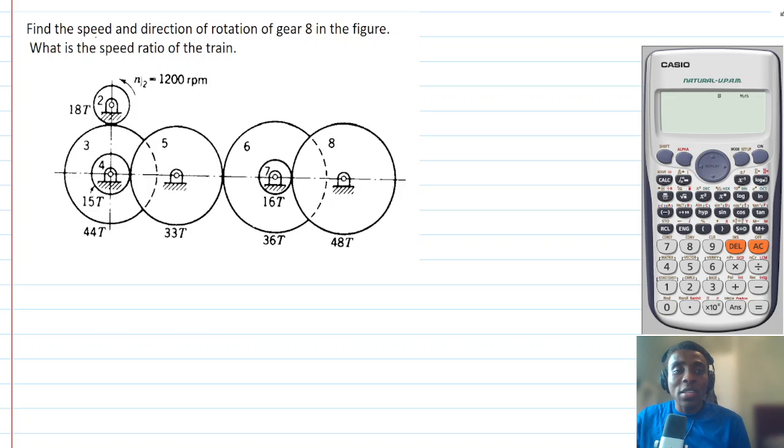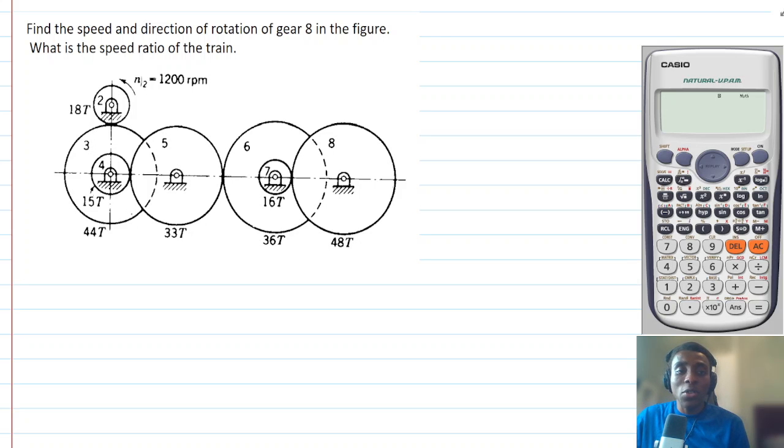This question is just an arrangement of gears, and if you look at it, you can see that gear 2 is meshing with gear 3 at this contact here, and then gear 3 and gear 4 are connected to the same shaft. And then gear 4 is meshing with gear 5, and gear 5 is meshing with gear 6. And then gear 6 and gear 7 are also on the same shaft. And then there is gear 8.